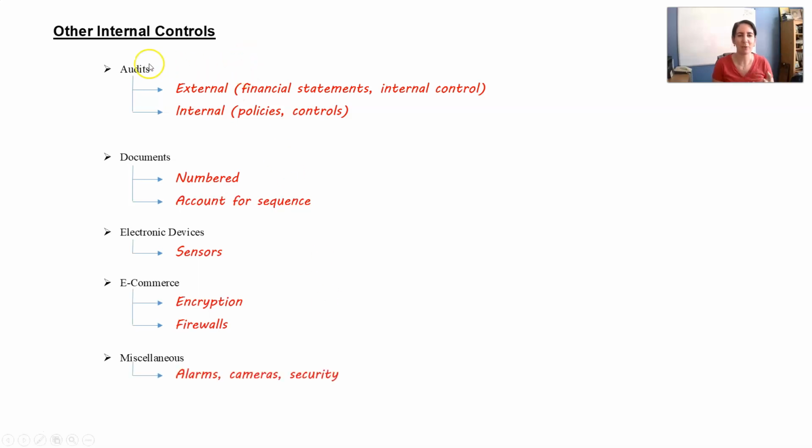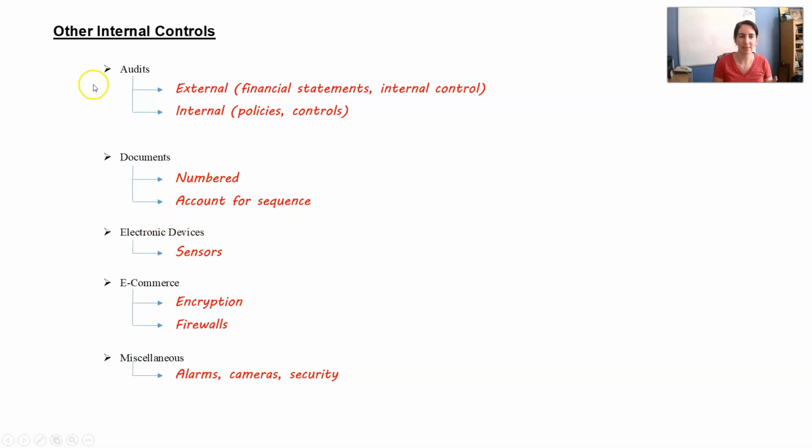The idea of other internal controls are audits. Audits are internal controls, right? External audits, financial statements, internal control, internal auditors. Lots of companies have internal auditors. That's what they do. They act like external auditors, but from the inside, to make sure there's nothing funky going on within their business itself. If you have documents, let's say purchase orders, the best thing to do is make sure they're numbered, so that you can keep track of them and every one is accounted for.